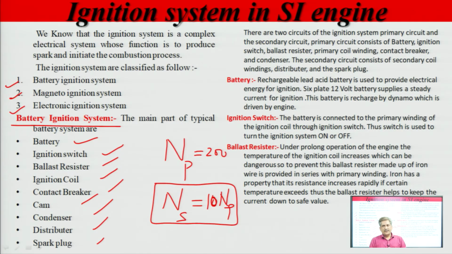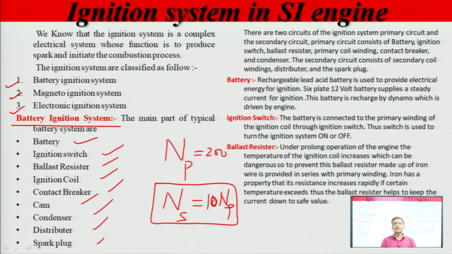So, what is the battery? You all know that it is a rechargeable lead acid battery. It depends upon the type of the system. A 12 volt battery supplies steady current for ignition. The ignition switch is for on and off of the ignition connection from the battery.